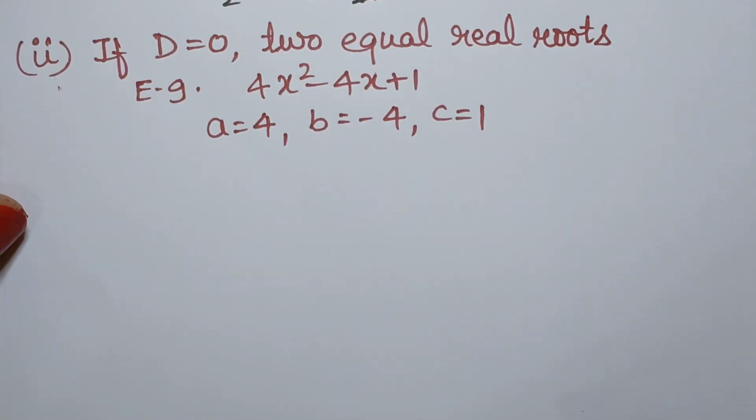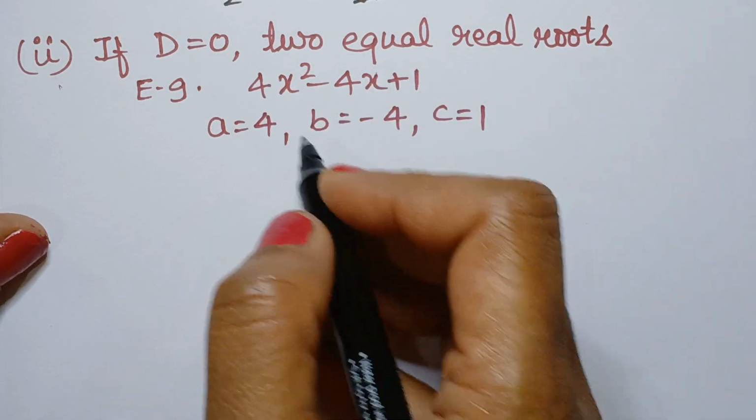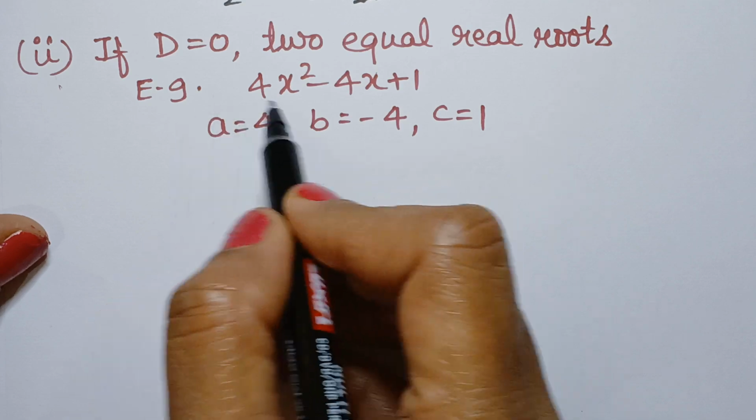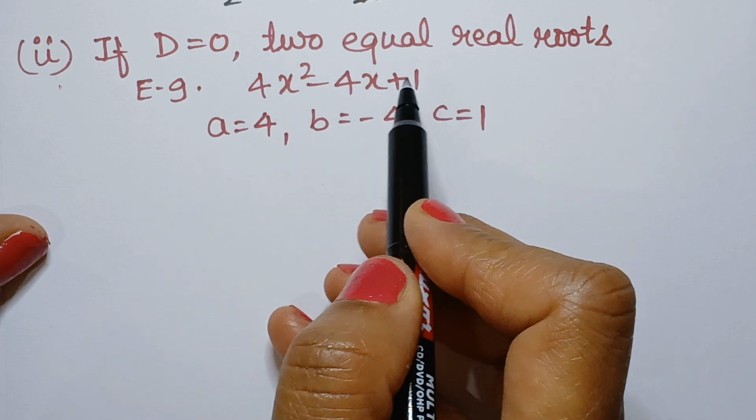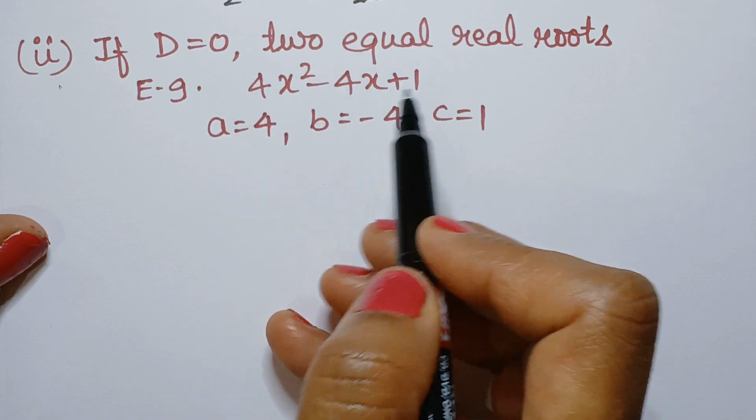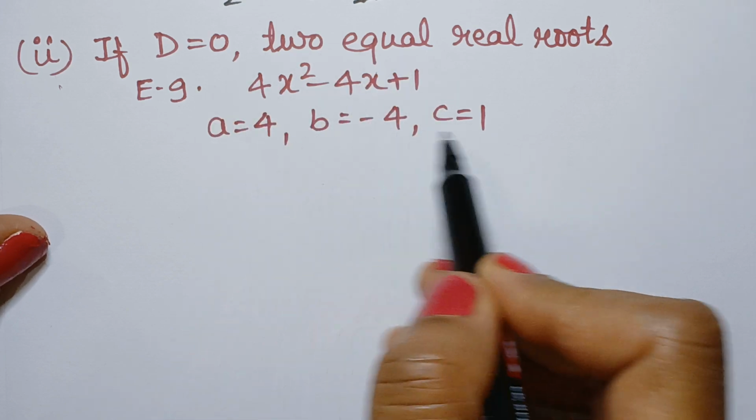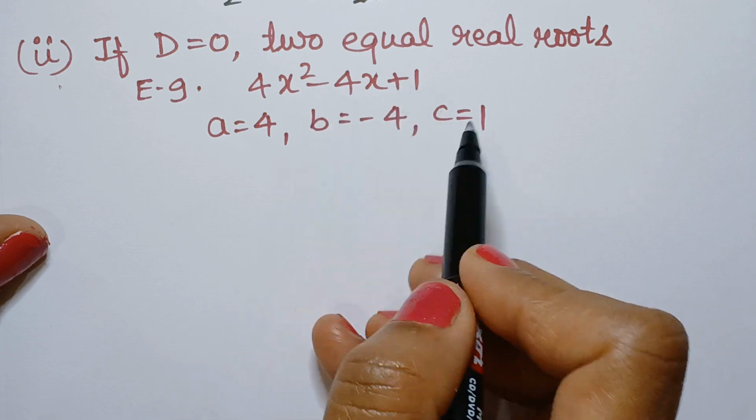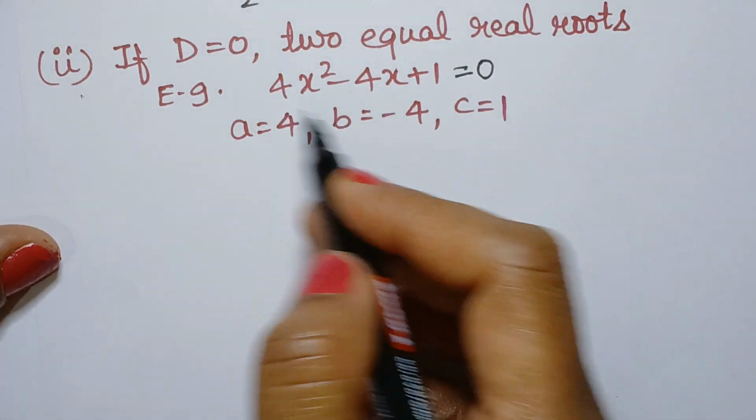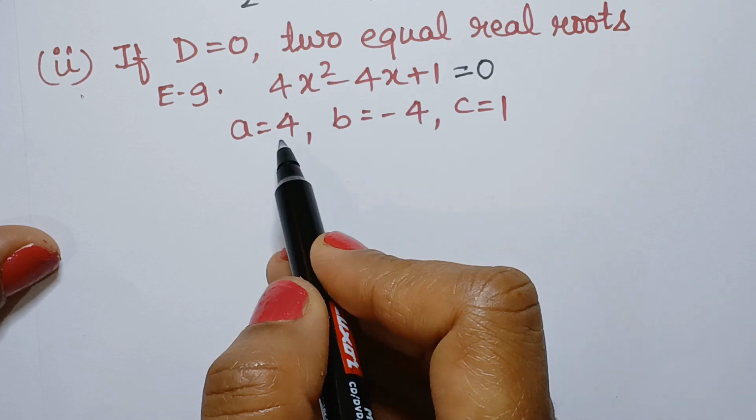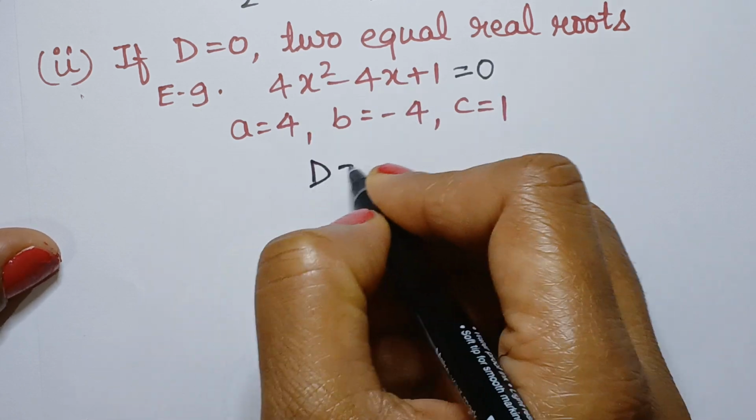Now the next type is if D is equal to 0, I will get two equal real roots. Let us check how. Here, for example, 4x square minus 4x plus 1 is given. I have to check what the nature of the roots is here. So a is 4, b is minus 4, c is 1. It is a quadratic equation where the coefficient of x square is 4, the coefficient of x is minus 4 and c is 1. So first of all, let us check D.